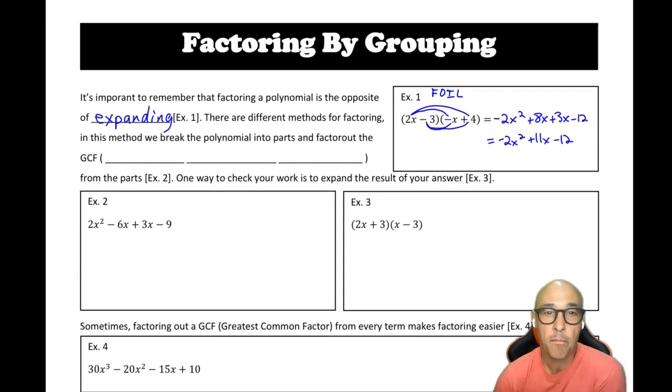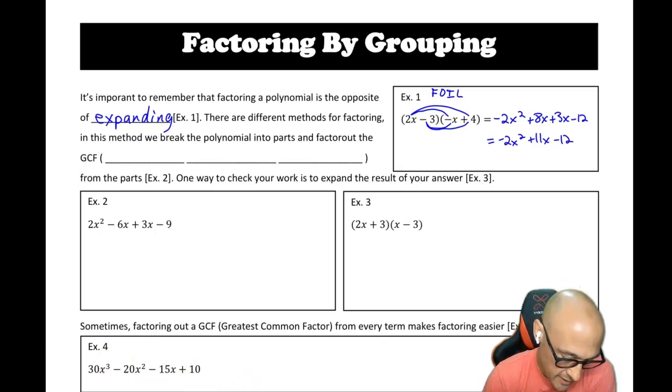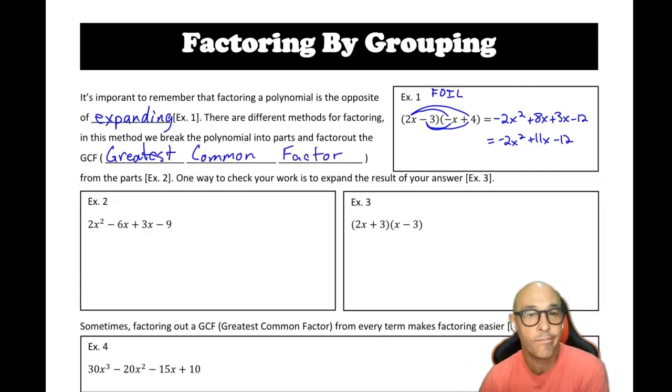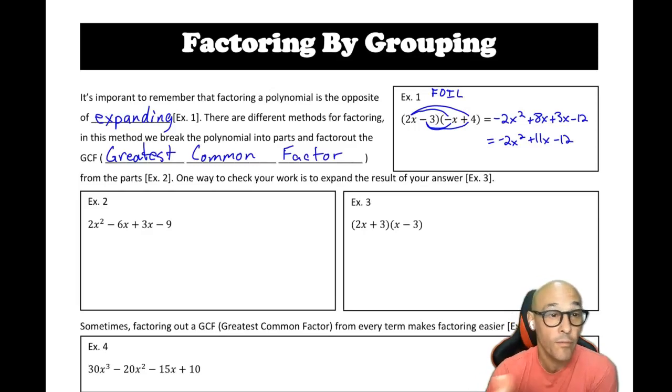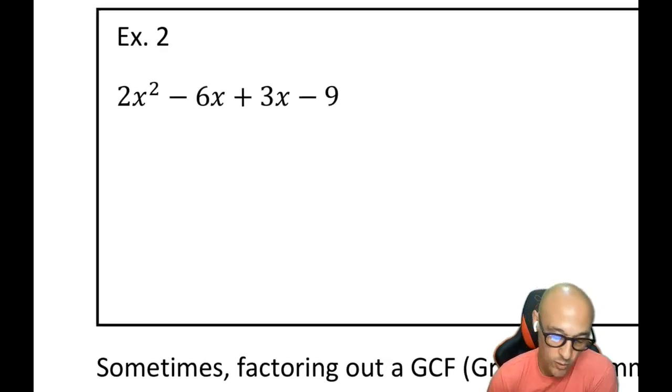So, there are different methods for factoring. In this method, we break the polynomial into parts and factor out the greatest common factor. The GCF is the greatest common factor. And the greatest common factor goes all the way back to 4th grade. So, from the parts, example 2. So, yeah, you can do this with just numbers, but you can also do it with polynomials.